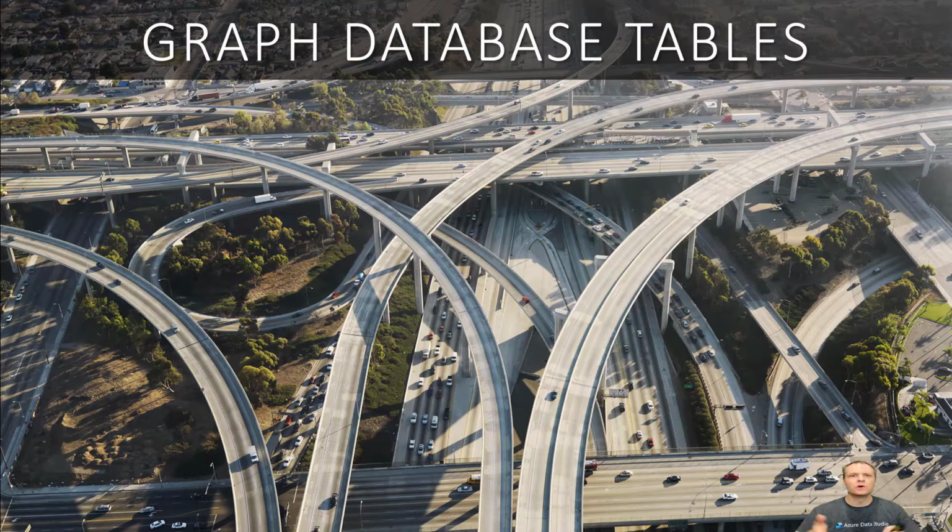Both tables have to join to that junction table. Usually joins means, well, slowdowns. For example, look at this picture. I picked this picture actually to explain how the relational database works. If you think about each highway as a table, well, you need to do joins.